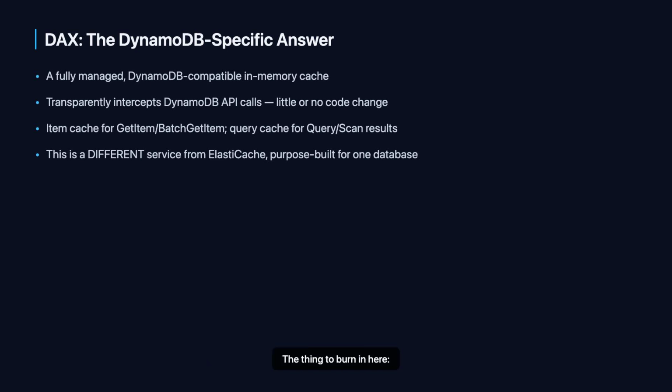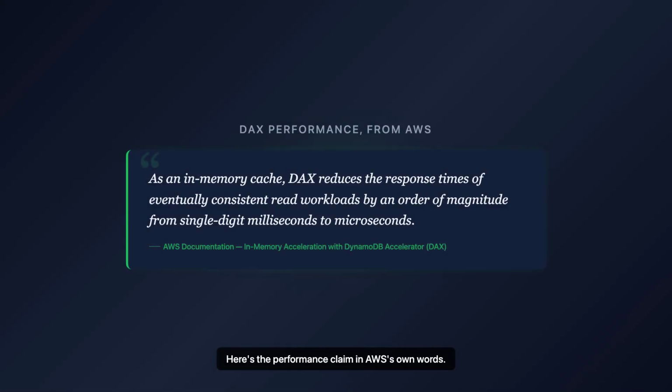The thing to burn in here? DAX is a different service from ElastiCache, purpose-built for one database and one database only. Here's the performance claim in Amazon Web Services' own words. As an in-memory cache, DAX reduces the response times of eventually consistent read workloads by an order of magnitude, from single-digit milliseconds down to microseconds. And a multi-AZ DAX cluster can serve millions of requests per second.